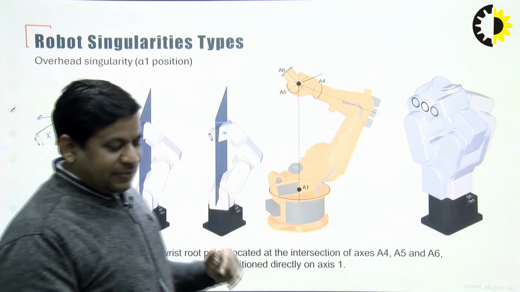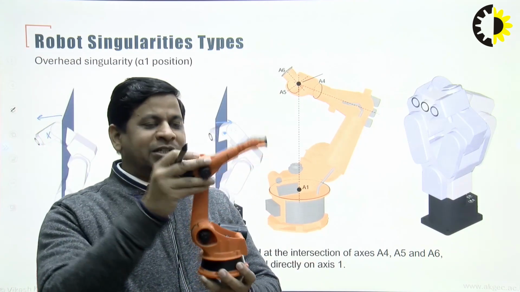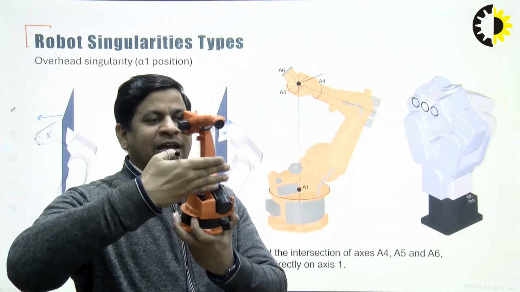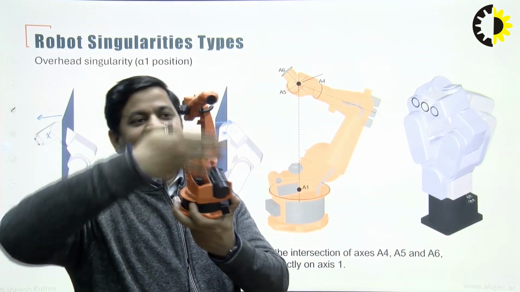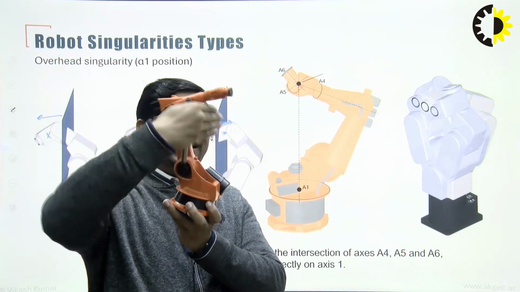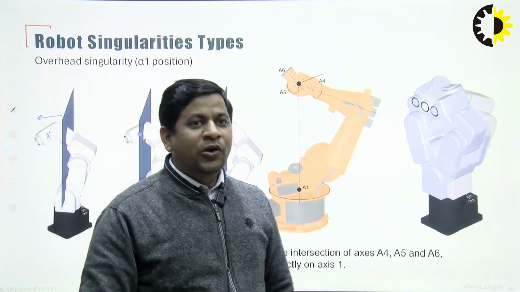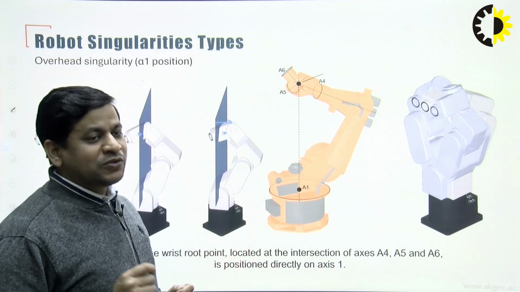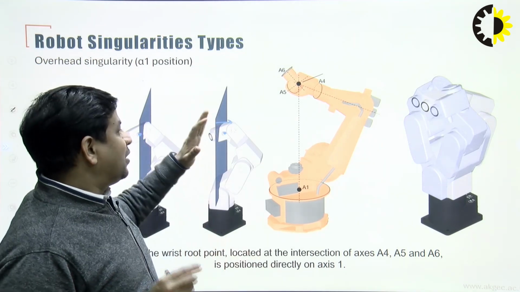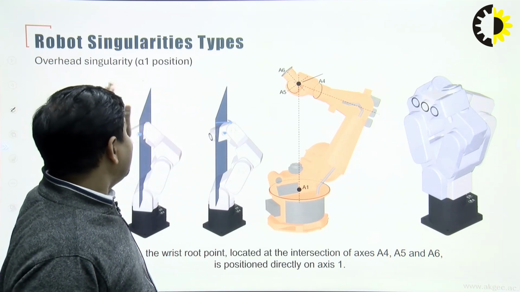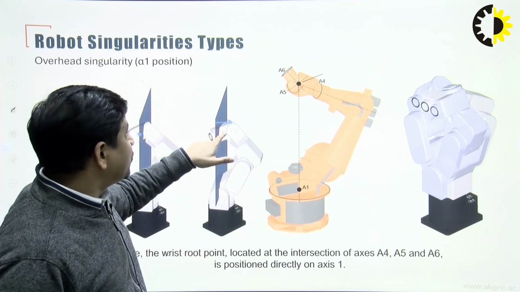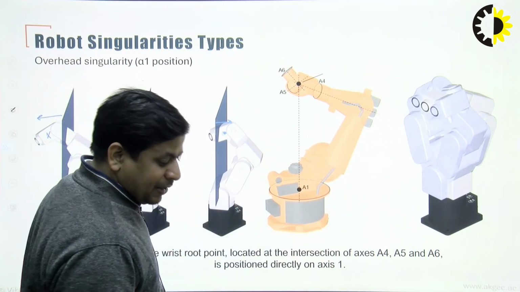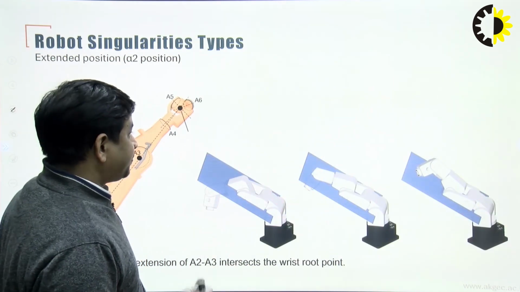If during your operation the robot comes into this scenario where this plane and the wrist root point come and align, it means the robot will get confused about where it has to move from the current location to the target location. So this situation we always have to avoid during our programming.